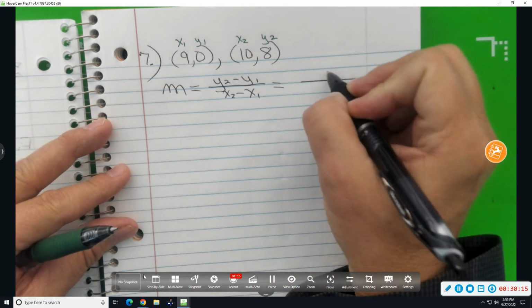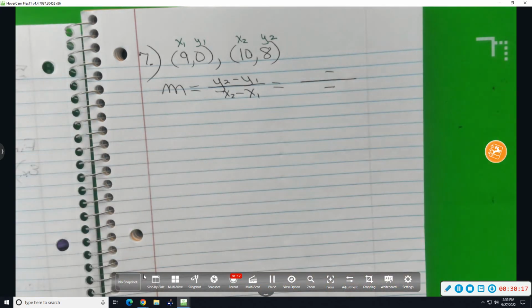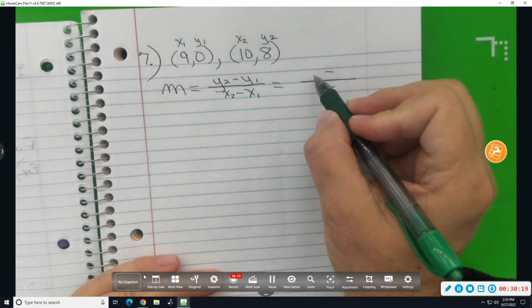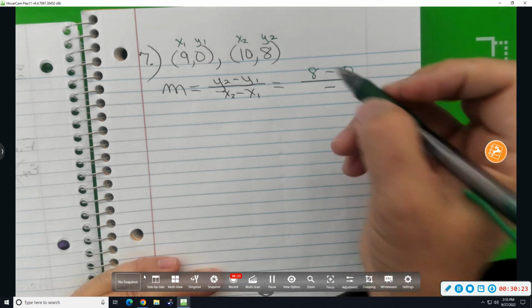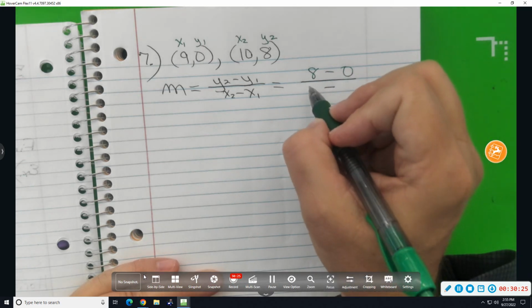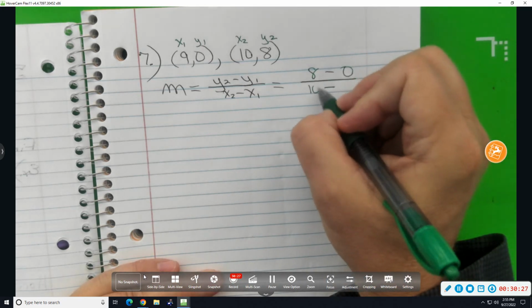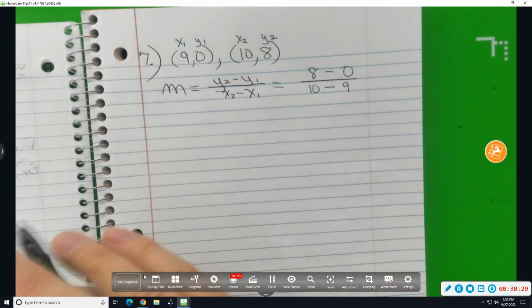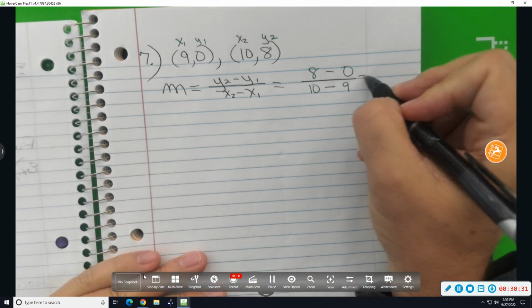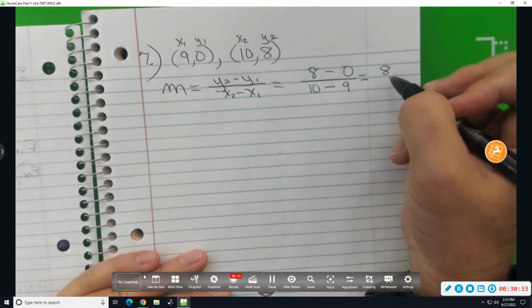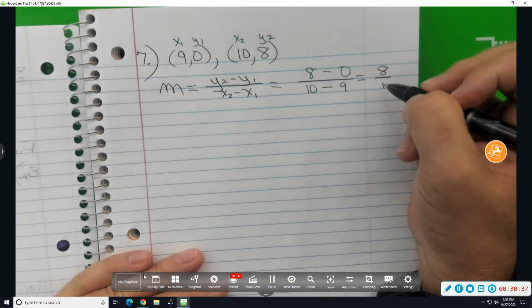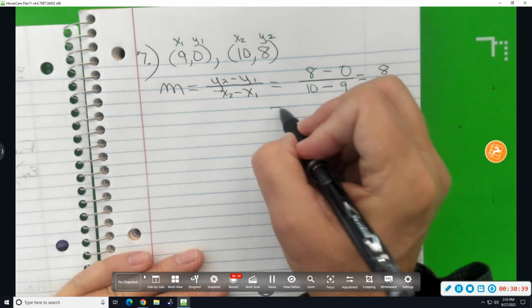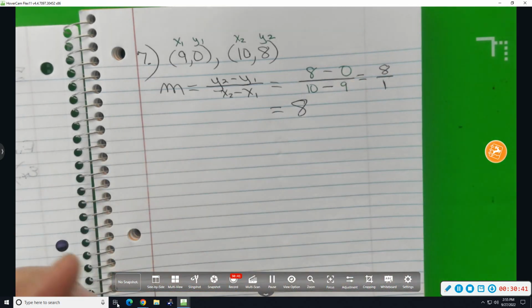Let's see if Jacob is right. Okay, so he's right about the top. What about the bottom, x2? Agree. This is working out really nice. 8 minus 0 is 8, all over 1, which reduces to, yes, a final answer of 8.